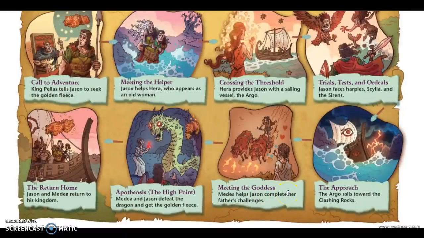Now, we haven't talked about this step, but it is part of the hero's journey, which helps me remind you that, again, not all stories have all the different steps. Some of them will have more, some of them will have less. The high point, or apotheosis, is the epic battle between a dragon, Jason, and Medea. And in this epic battle, Jason wins a reward, a boon called a golden fleece, which was what he was after in the first place. And so then there's a return home, and Jason and Medea return to his kingdom.